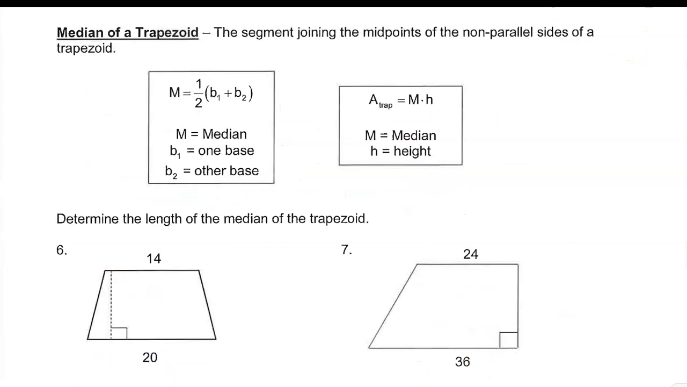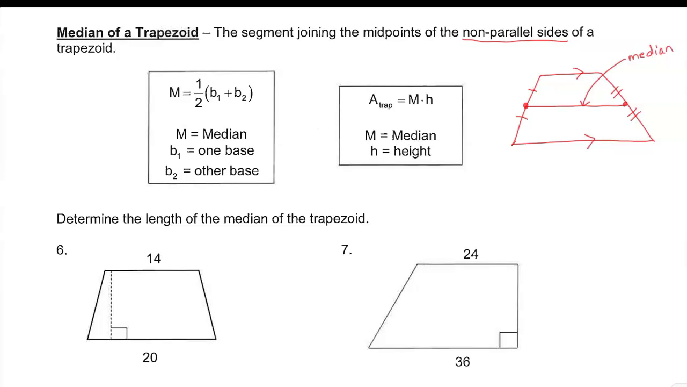Another feature of a trapezoid is that it has a median of its own. So if I draw a trapezoid here, the bases are parallel. What we're telling you is if you find the midpoints of the non-parallel sides, so the slanty sides, I'm going to find the midpoint here, and I'm going to find the midpoint here. If you connect those midpoints, that segment is called the median of the trapezoid.